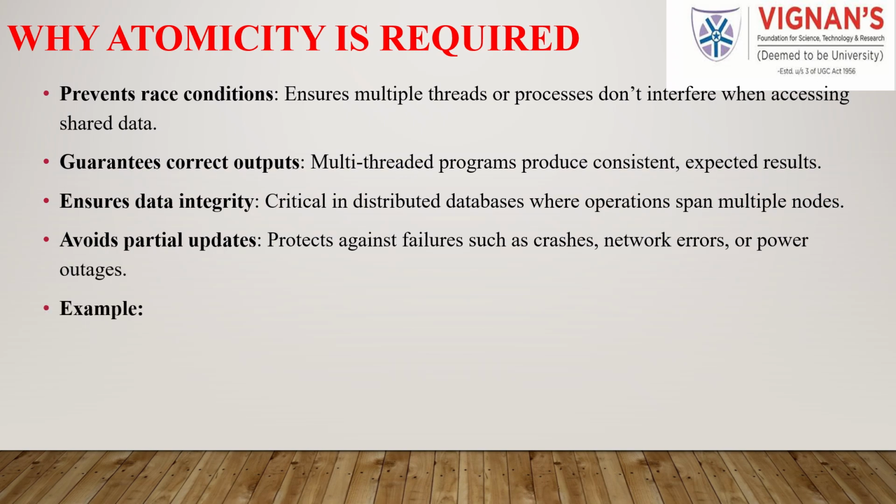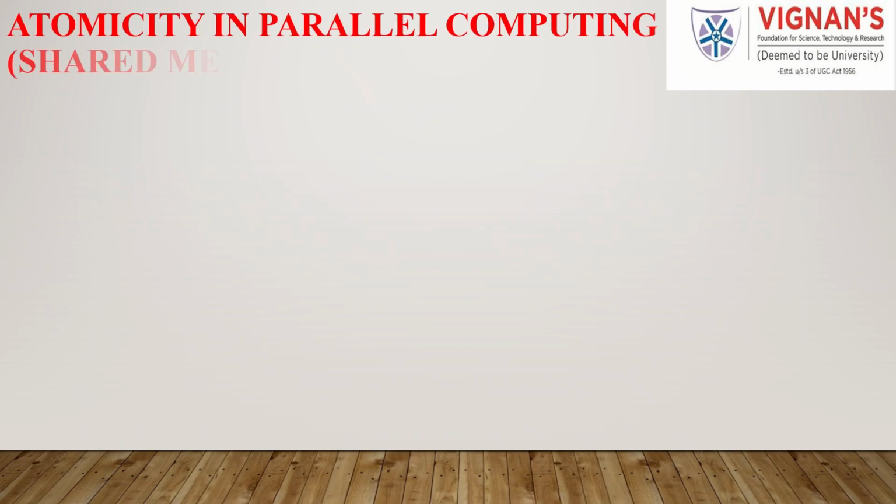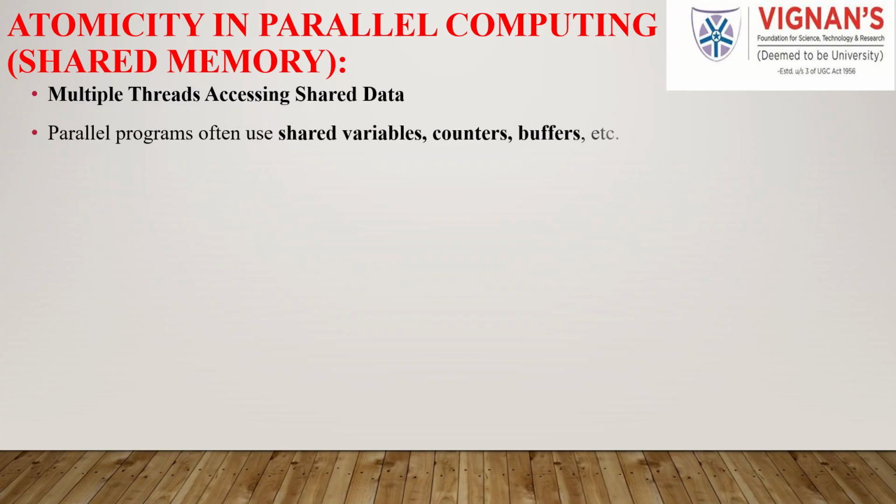Example. If two users try to update the same file simultaneously without atomicity, partial writes can occur, causing file corruption. With atomicity, the update happens all or nothing, keeping data consistent. Atomicity in parallel computing, shared memory. Multiple threads accessing shared data. Parallel programs often use shared variables, counters, buffers, and similar resources.